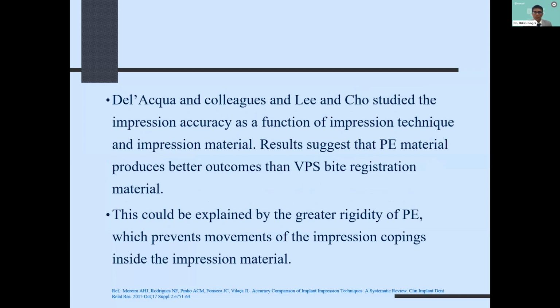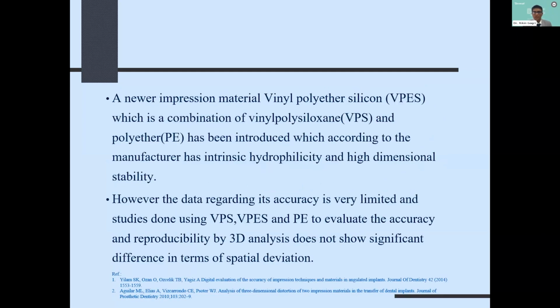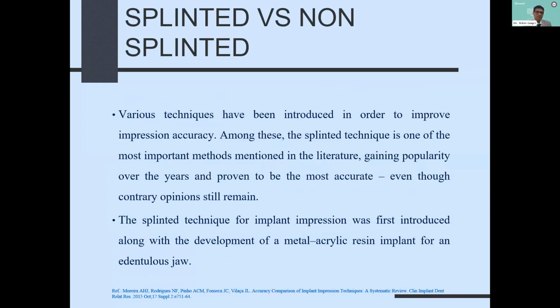So again, few inferences about the choice of material, but as I said, we should go with the vinyl polysiloxane, VPS, or PE, which are the ideal choice for implant dentistry. Coming to the last part, which is splinted versus non-splinted.